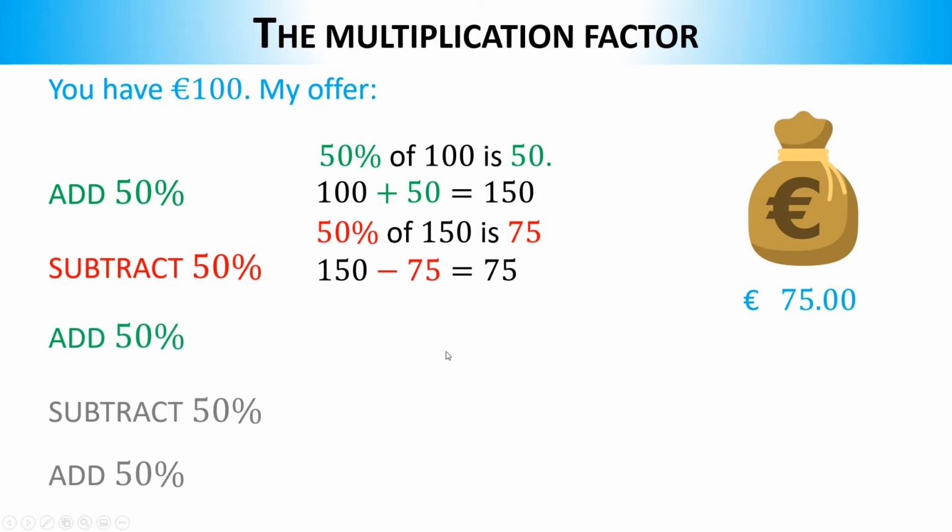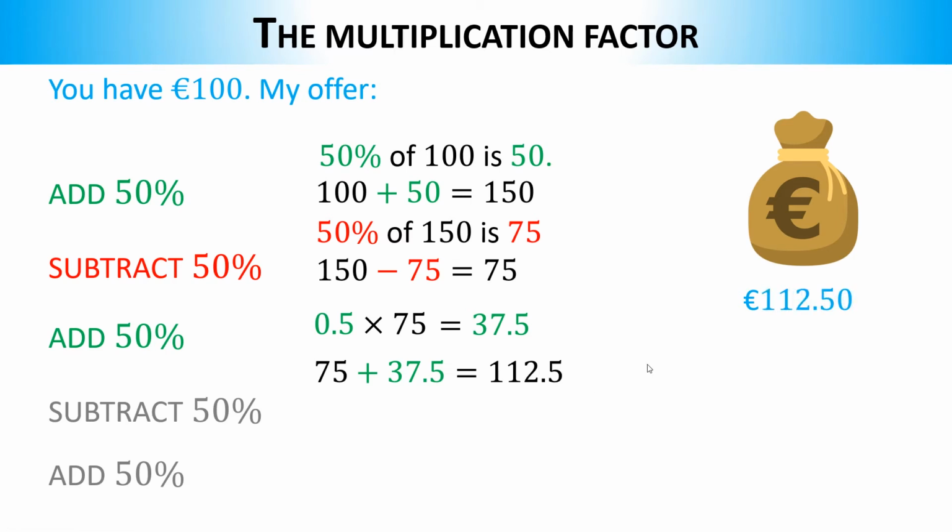But now we'll add 50% again. 50% of 75 will be less, however, than 50% of 100. So how much is it? Well, taking 50% of 75 means multiplying 75 by 0.5, changing the percentage into a decimal number. And 75 times 0.5 is 37.5. So we add 37.5 to 75, which is 112.5.